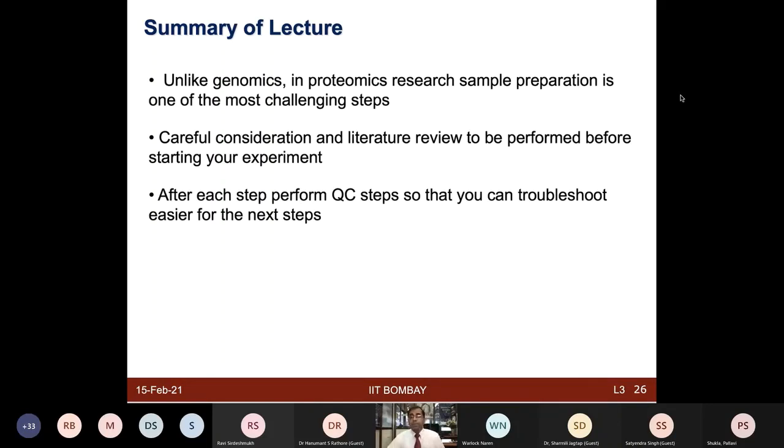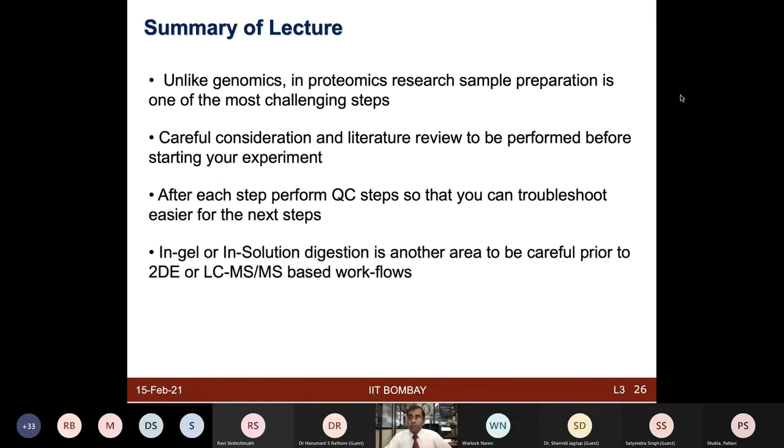So please do keep many of these things in mind for doing good experiments. And again, the considerations will be very different when you are thinking about doing a 2D electrophoresis based experiment or a directly shotgun LC-MS based experiment. Whether you are thinking about label-free quantification or label-based quantification, many things can change, and accordingly your strategies for sample preparation for in-gel digestion or in-solution digestion will also change.